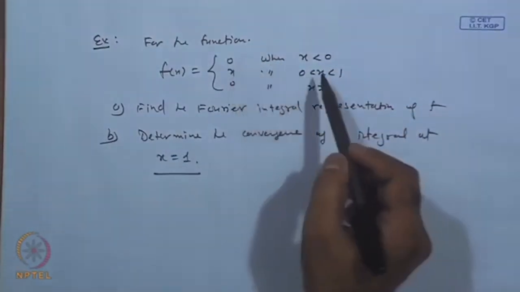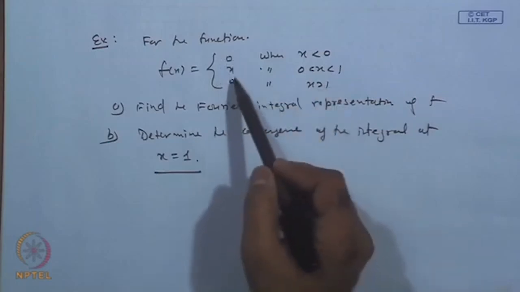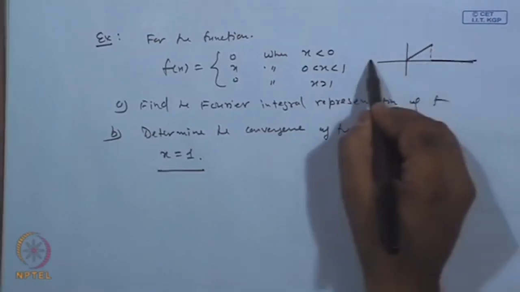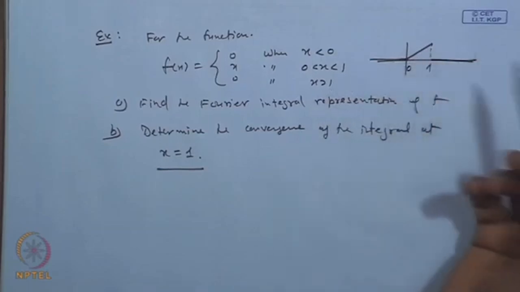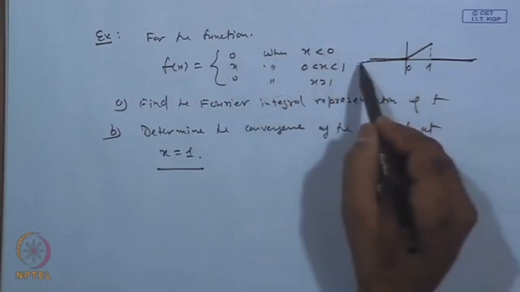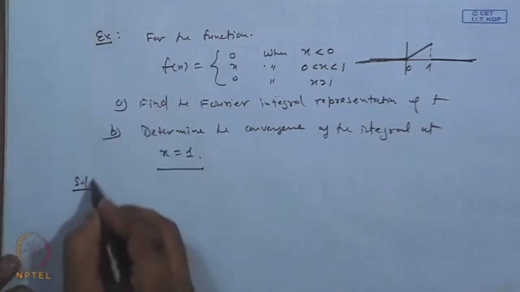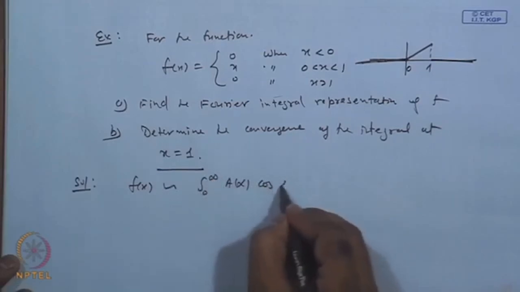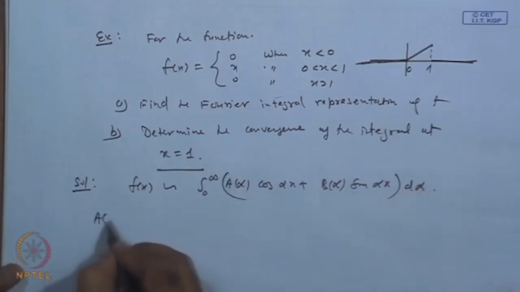So, here if you look at this function, which is defined from minus infinity to plus infinity, it is 0 on the negative axis, and for x greater than 1 it is again 0. We have x between 0 and 1, and then 0 elsewhere. In this case the Fourier series representation is not possible, because this function is not periodic, and we cannot make it periodic because the function is given on the whole axis. So, we have the Fourier integral representation. We can represent f(x) by the integral of A(alpha) cos alpha x plus B(alpha) sin alpha x with d alpha.